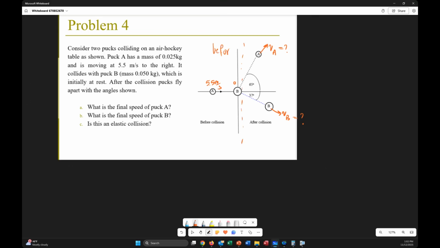I call it P, yes, momentum. What is the momentum before for B? Wouldn't it be 0? 0. What is the momentum for A?